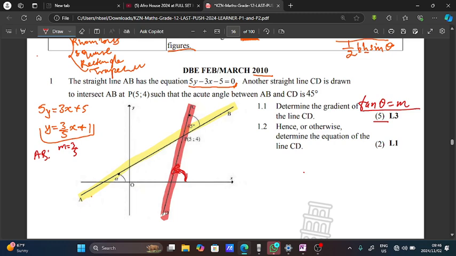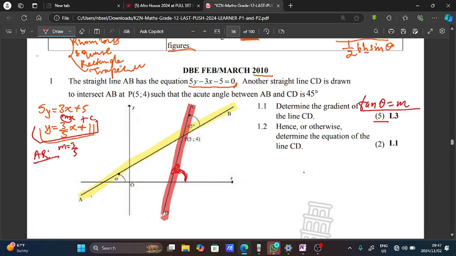Now we have this one. Can you get this alpha? This alpha is also an angle of inclination. Do we have the gradient of this line, the yellow line? What is the gradient? From this formula, y equals mx plus c, our gradient is here. So 3 over 5 is the gradient of line AB. If you know the gradient of line AB, it means we can know this angle.